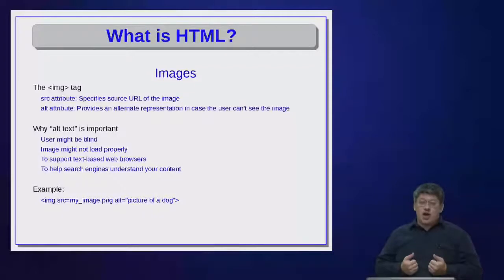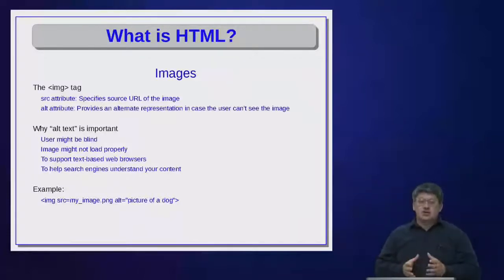System administrators often use text-based web browsers that can only show the text of a page and not graphics. Why would we want to do that? Well, if we're logged into a system remotely, loading graphics is very slow. So using a text-based web browser is a lot faster and more efficient if we want to just look something up. So alt text is really important to have for that use.